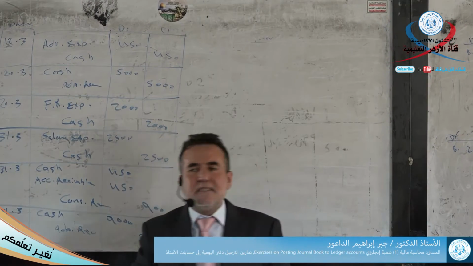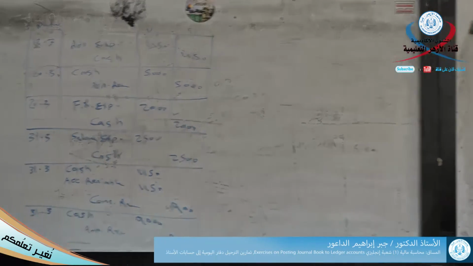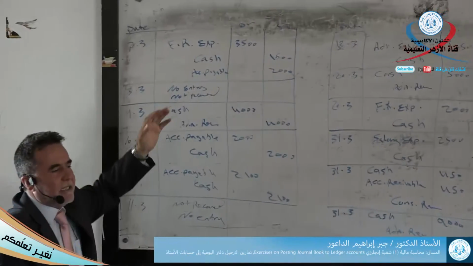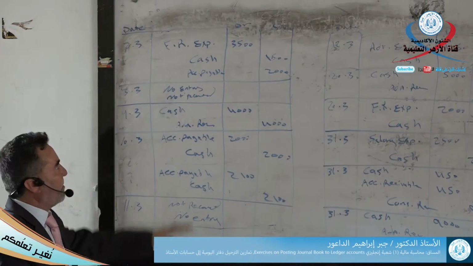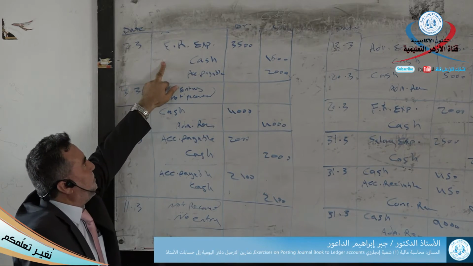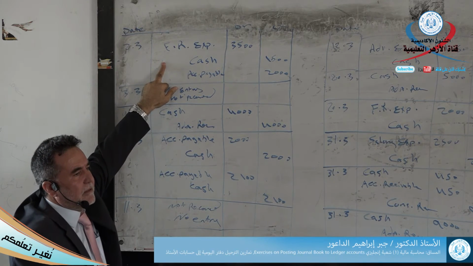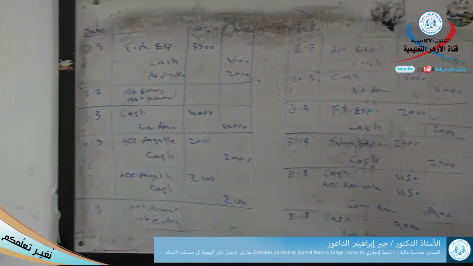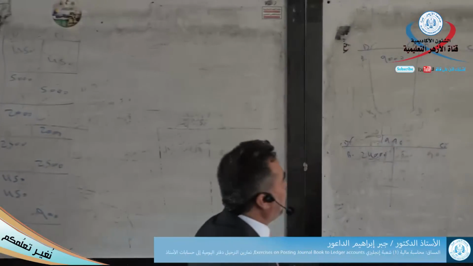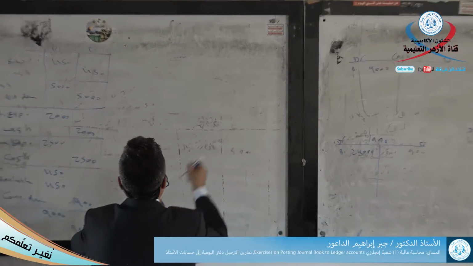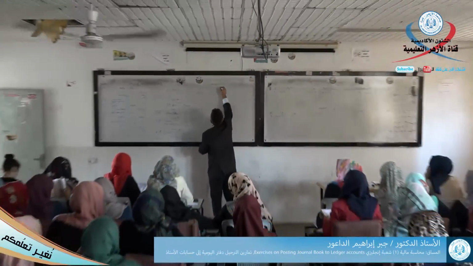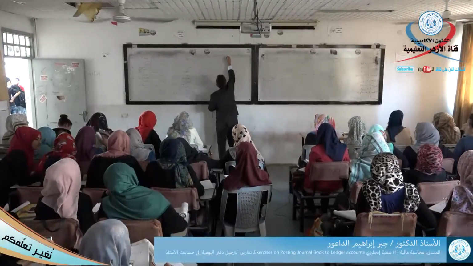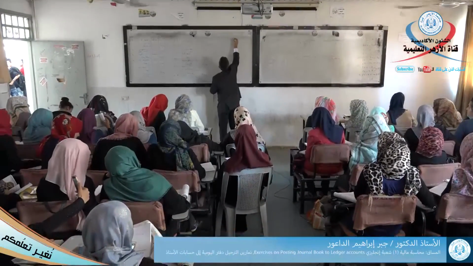So I will start with the first entry, film rental expense. Are there any accounts for film rental expense? No. So I will open a new account, which is film rental expense.